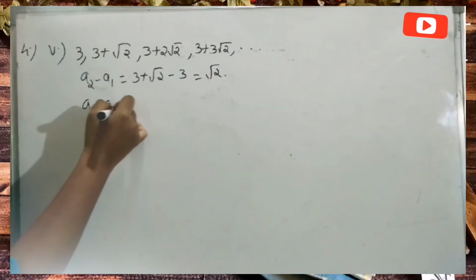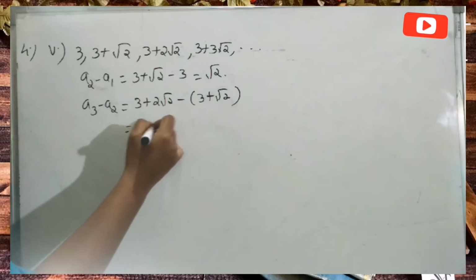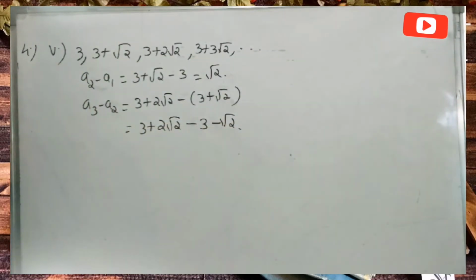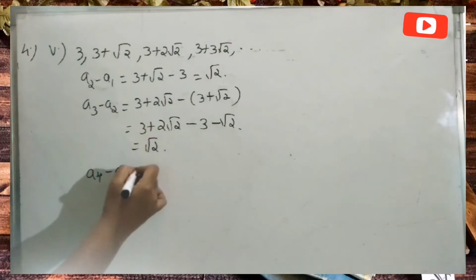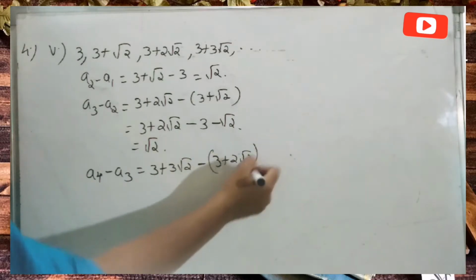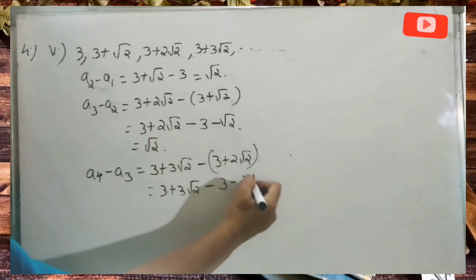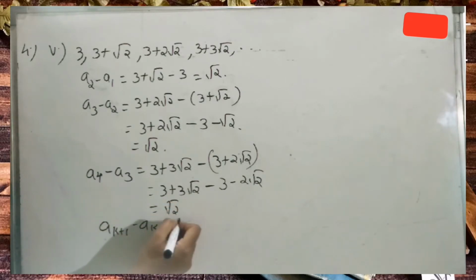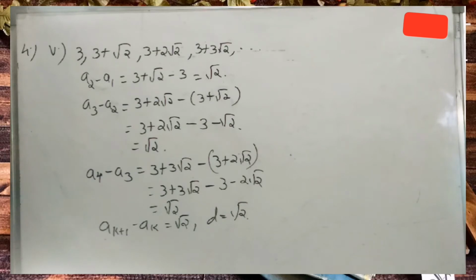And a3 minus a2 that is 3 plus 2 root 2 minus 3 plus root 2, is equal to 3 plus 2 root 2 minus, open this bracket, then minus 3 minus root 2 we will get. Plus 3 and minus 3 get cancelled. 2 root 2 minus root 2 that is root 2. Now a4 minus a3 is equal to 3 plus 3 root 2 minus 3 plus 2 root 2. It is equal to 3 plus 3 root 2 minus, open this bracket, minus 3 minus 2 root 2, and it is equal to root 2. That means a(k+1) minus ak is equal to root 2, or this forms an AP with common difference d is equal to root 2.